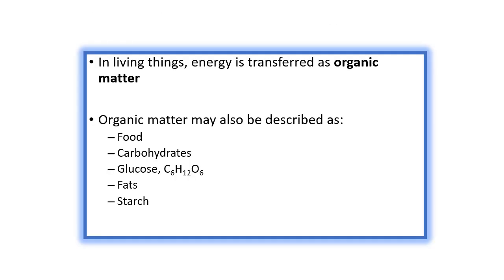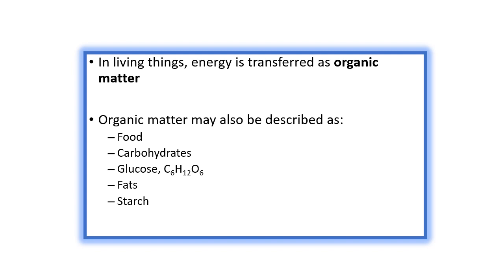In living things, energy is transferred as organic matter, and this may be described as food. It might be described as carbohydrates, as glucose, as fats, as starch. Carbs and starch are essentially very similar. They are a bunch of glucose molecules lined up and attached together. And it is one of the more quick, usable forms of energy.